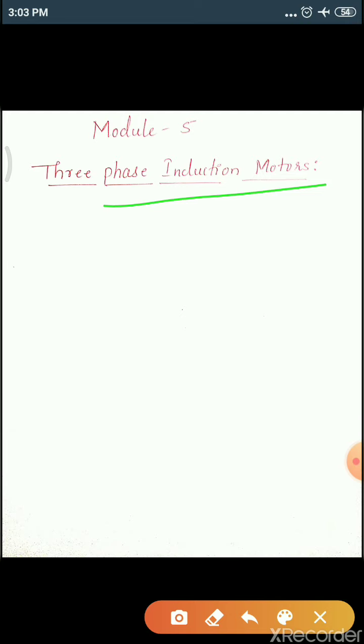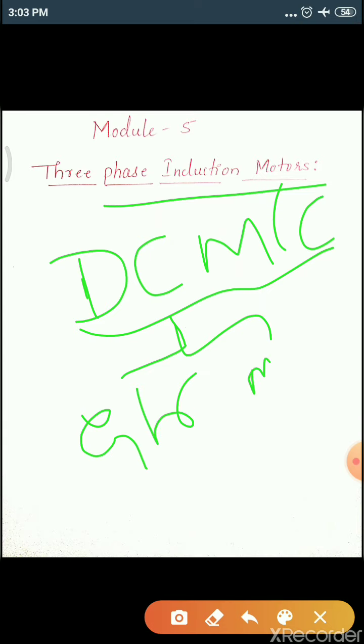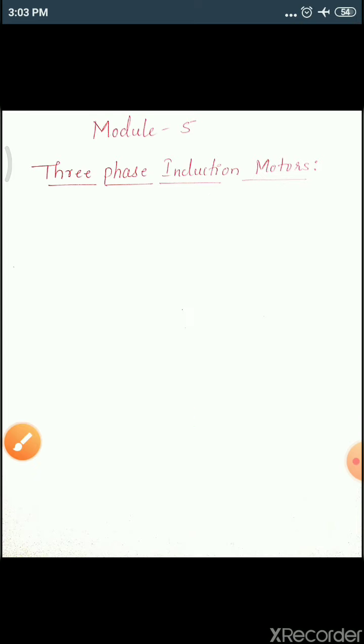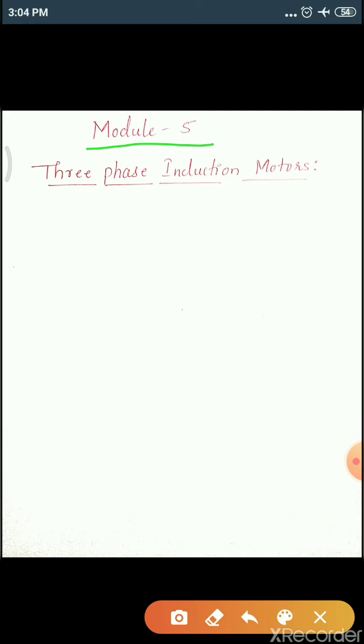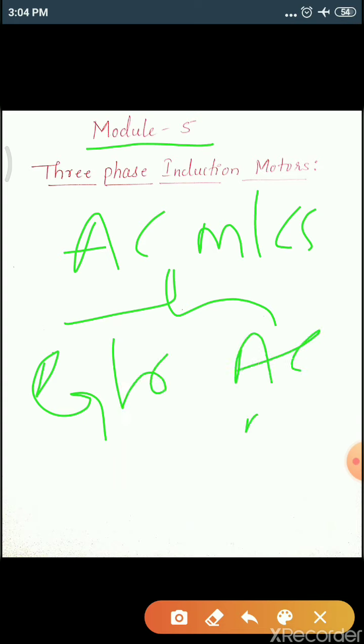As we have studied in the earlier module 4, we studied DC machines. In that we studied a DC generator and DC motors. In a similar way, in module 5 we are going to study the AC machines. In that we are going to study AC generator and AC motors.